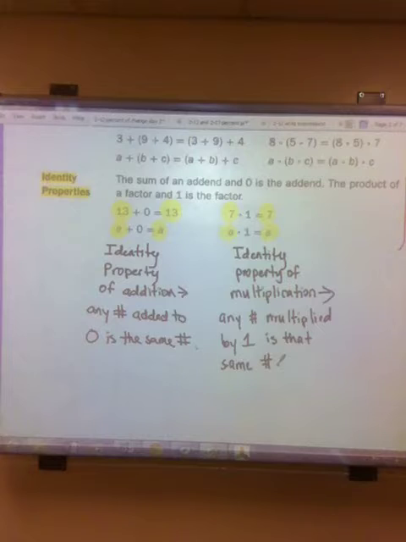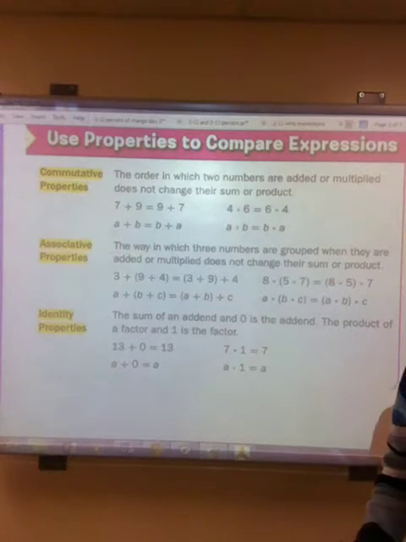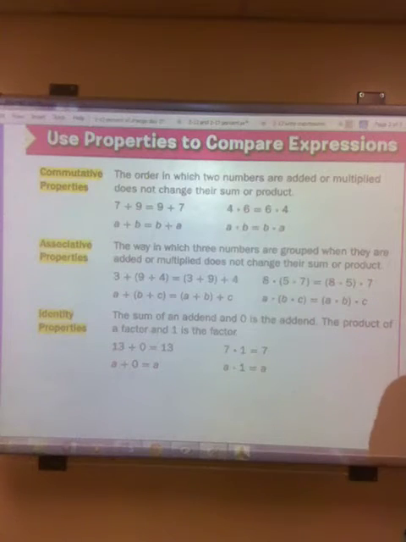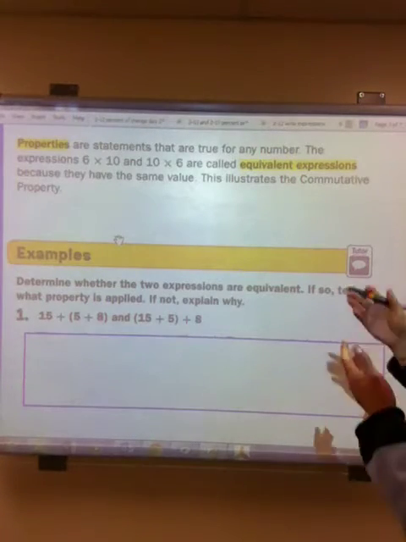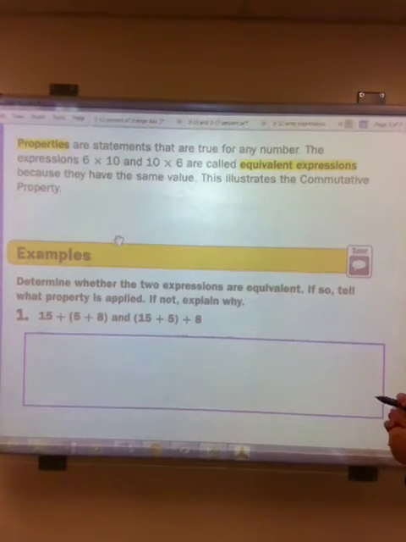How am I going to use this? What do I have to do with this? Simply being aware of these words will help you solve problems faster. Being aware of these rules, these properties, will help you solve problems faster in the future. Properties, again, are statements that are true for any number.